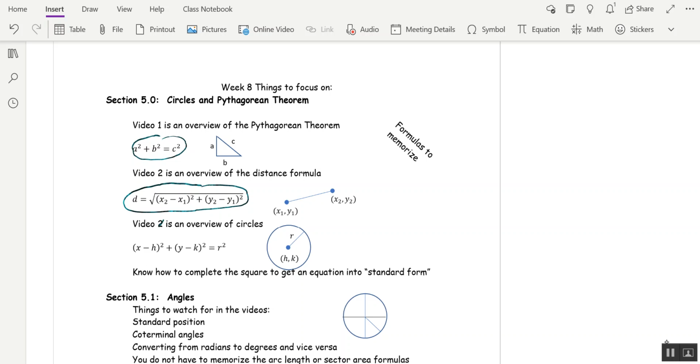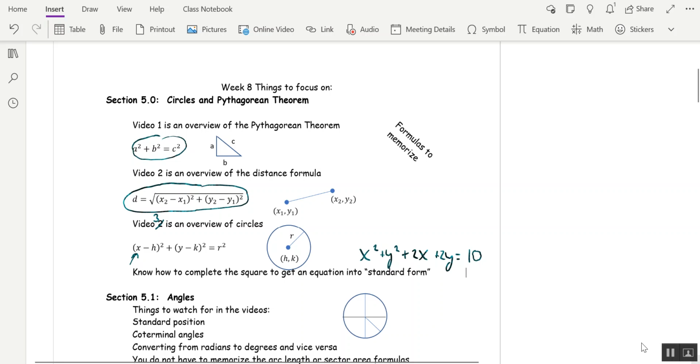And three, this is video 3, is an overview on circles and circles in standard form. So this is the equation for a circle with center h, k and radius r. Now the trick in section 5.0 is going to be to take a generic quadratic equation and rewrite it in standard form in order to get the center and the radius of your circle. For example, you might have x squared plus y squared plus 2x plus 2y equals 10. And you're going to have to complete the square in order to figure out the center and the radius. And the videos will walk you through that.